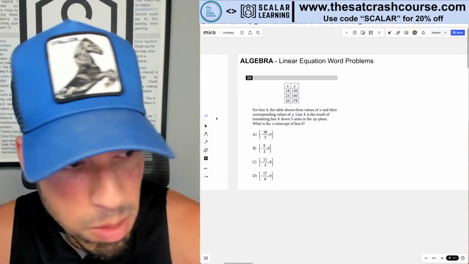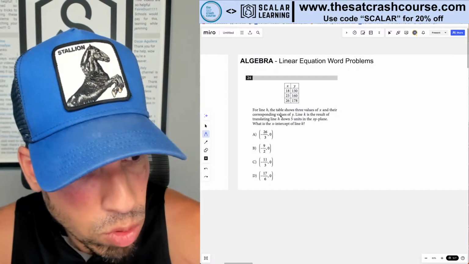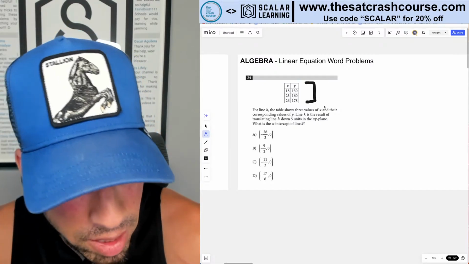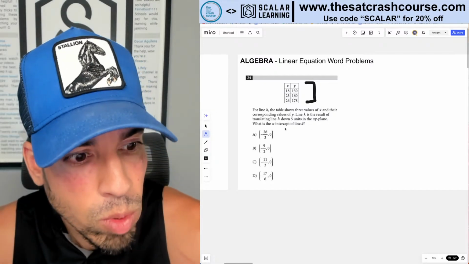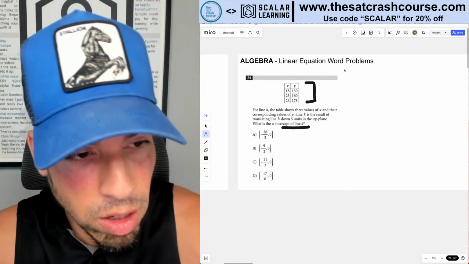This is question 24. I can't remember from what test, but this is a linear equation word problem. So we know this is 3 values of x and corresponding values of y. K is the result of translating this one 5 units down. What is the x-intercept of line k? So this is a pretty difficult problem for a linear equation word problem.